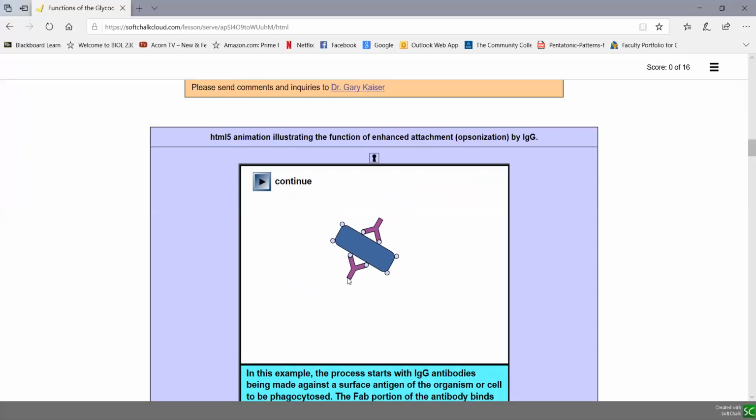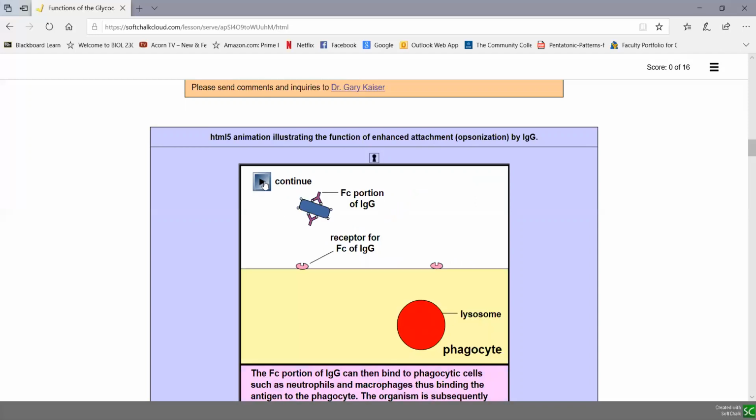And then the bottom part of the antibody, called the FC portion, can bind to FC receptors on the surface of phagocytes. So again, as pseudopods go out, the FC receptor can bind to the FC portion of IgG, and that antibody kind of superglues the bacterium to the surface of the phagocyte so it's firmly attached and can be pulled in and eventually ingested.